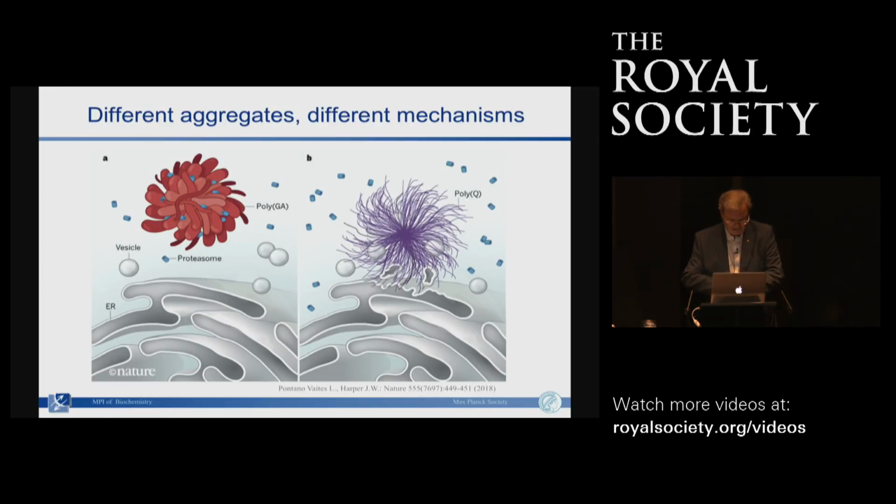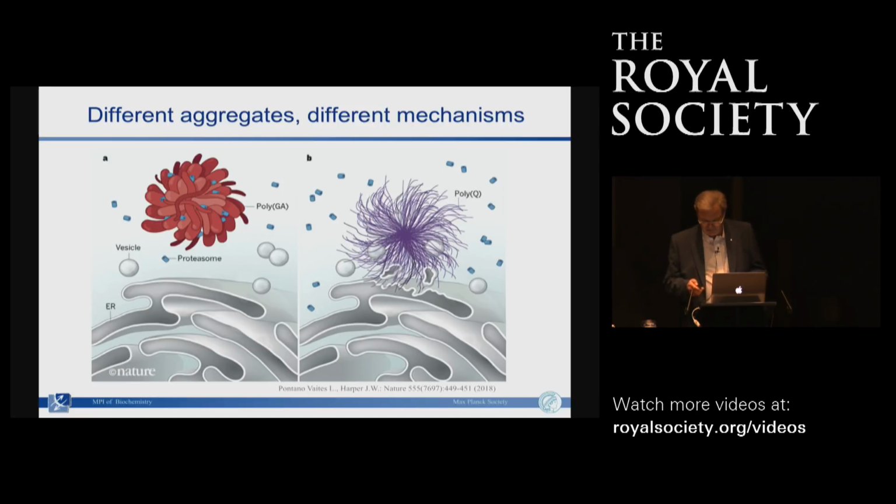Now, to summarize and to come to the end here, this is a picture taken from a News and Views written by Wade Harper recently. He compares the two results. With the Huntingtin, obviously one toxic mechanism, not necessarily the only one, as the oligomers could play a role as well, is the destruction of the endoplasmic reticulum, whereas in the case of the glycine-alanine repeat protein, the whole thing acts like a sponge, taking up all the proteasomes and compromising the protein quality control system of the cell.